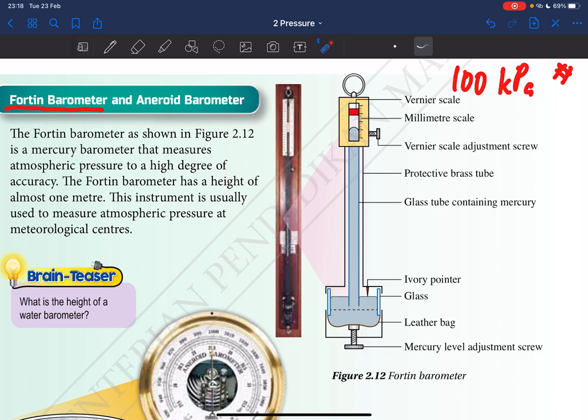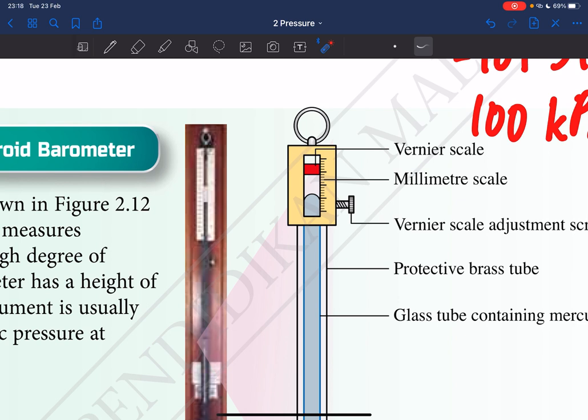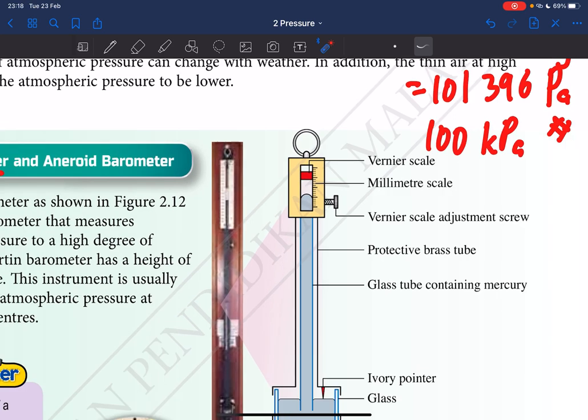What you need to do is adjust the screw here until the surface slightly touches the ivory pointer here. When it goes like this, how do you measure? You take the reading at the vernier scale and the millimeter scale. So this is the amount of the pressure. Okay?